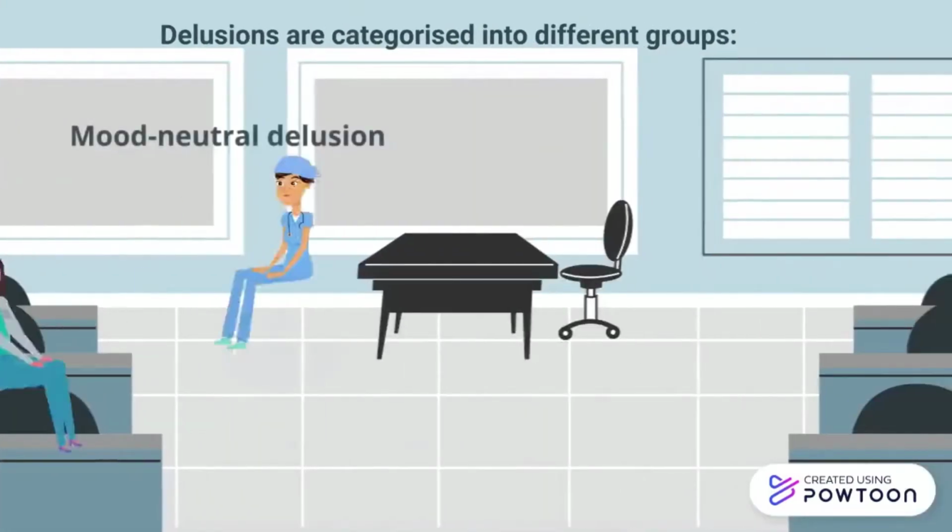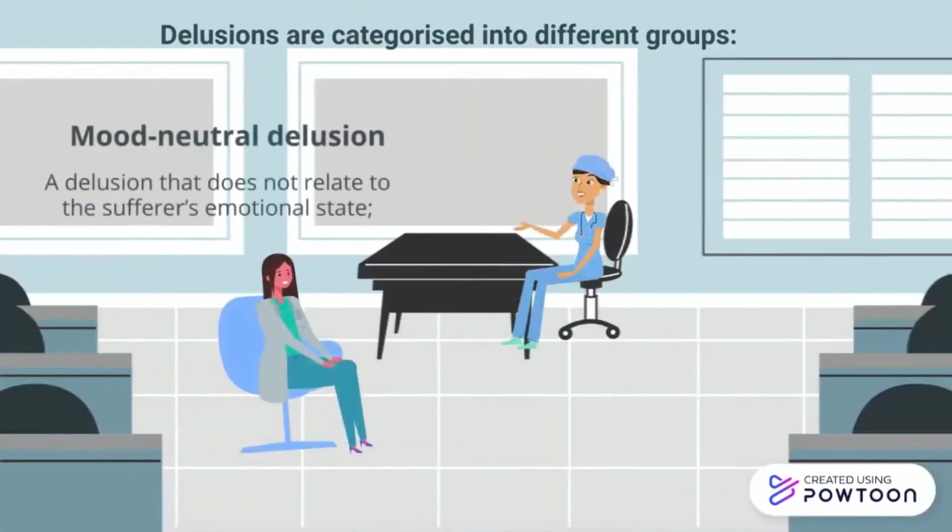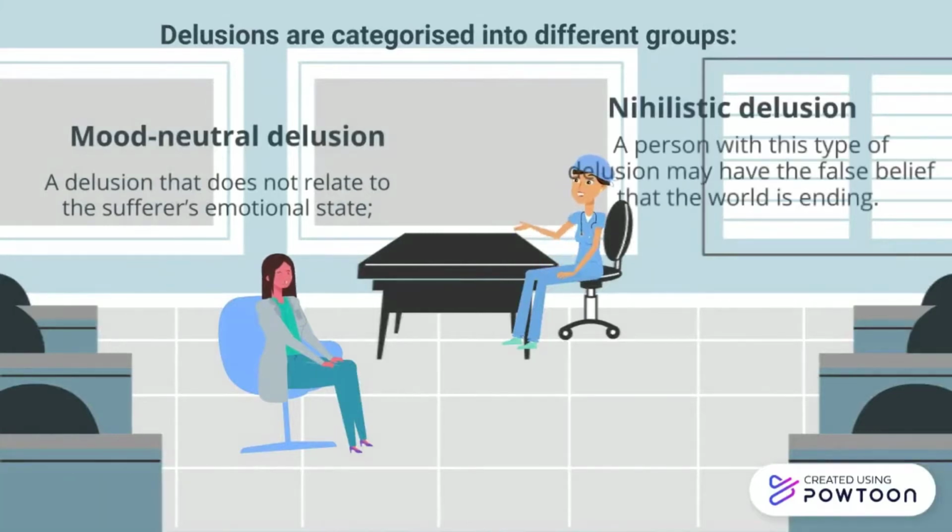Next is mood neutral delusion, a delusion that does not relate to the sufferer's emotional state. Example, a belief that an extra limb is growing out of the back of one's head is neutral to either depression or mania. Next is nihilistic delusion. A person with this type of delusion may have the false belief that the world is ending.